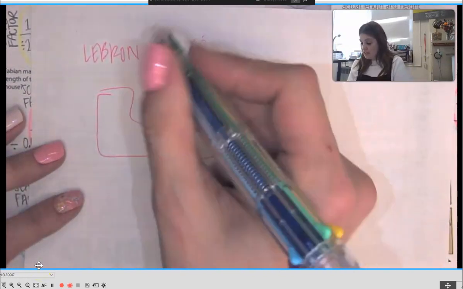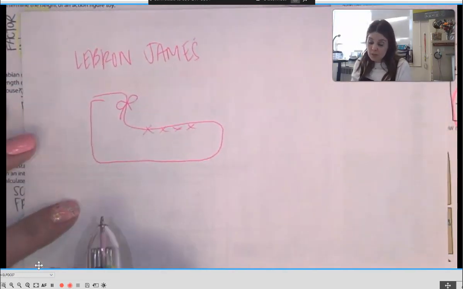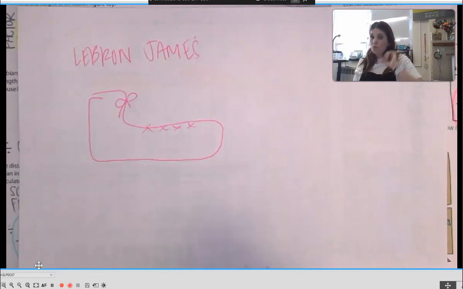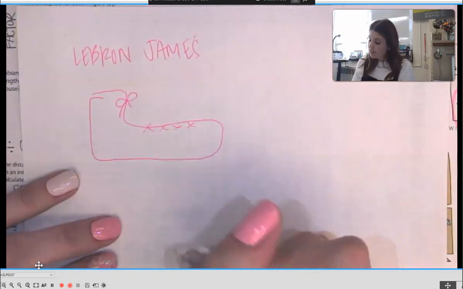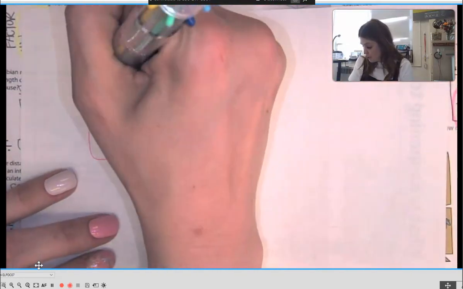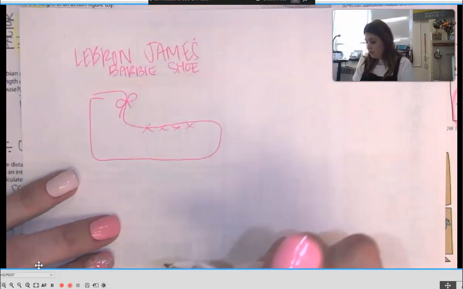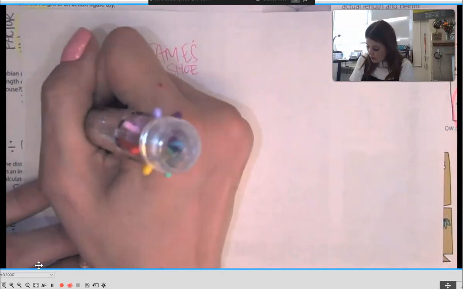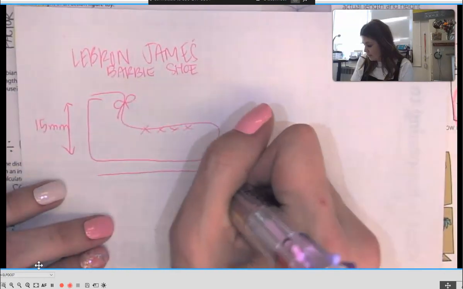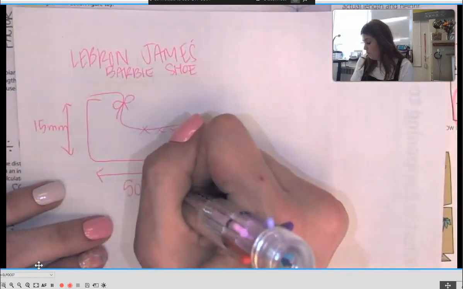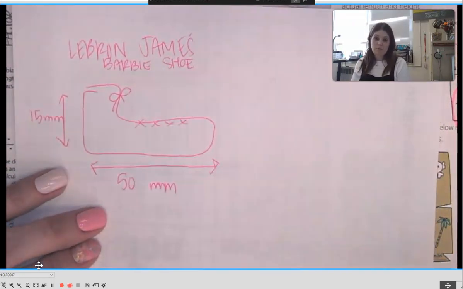Okay, this is his shoe. We want to make like a Barbie out of LeBron James. So let's say that this is the Barbie shoe, the LeBron James Barbie shoe. Let's say the shoe on the Barbie is 15 millimeters high and 50 millimeters long. So this is the model.